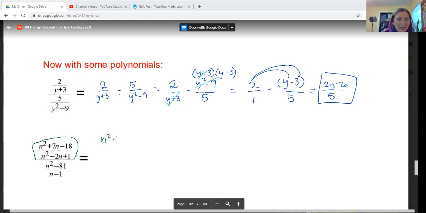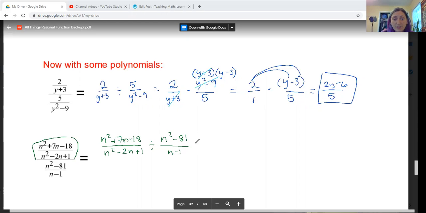n squared plus 7n minus 18 over n squared minus 2n plus 1 divided by n squared minus 81, oh, that's my favorite thing, it's a difference of squares, over n minus 1.